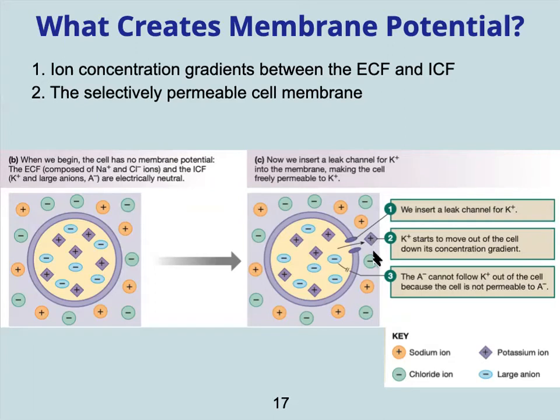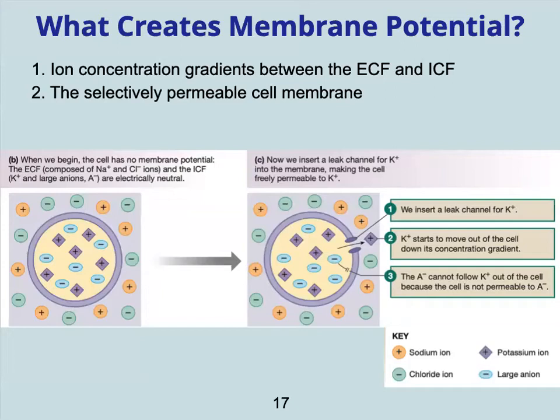So that means potassium leaving the cell is going to start electrical disequilibrium. Okay, so now the cell has a membrane potential difference. There's going to be increasing positive charge outside the cell and increasing negative charge inside the cell. So just how much potassium will leave the cell?